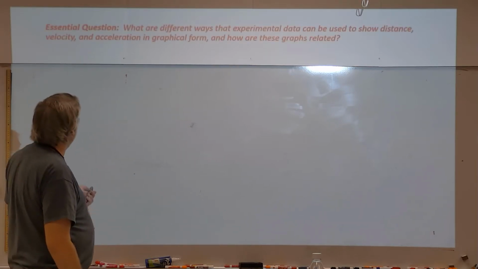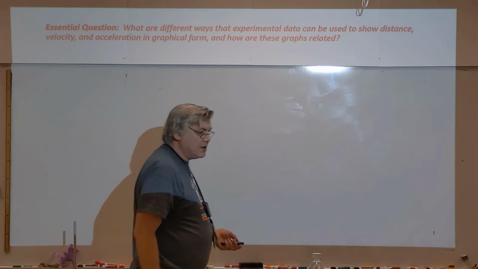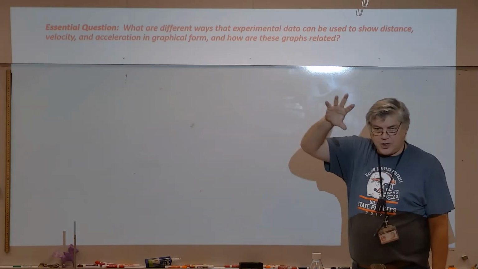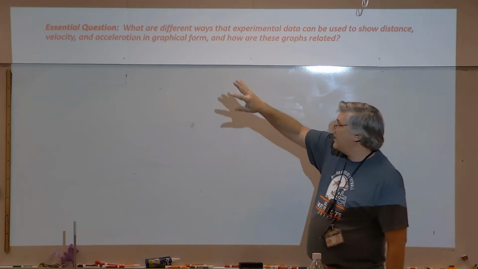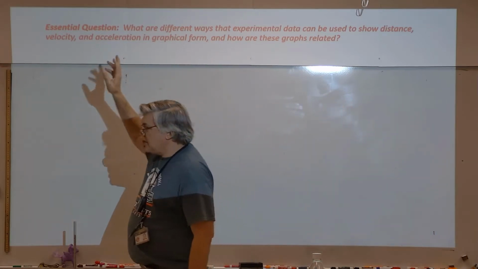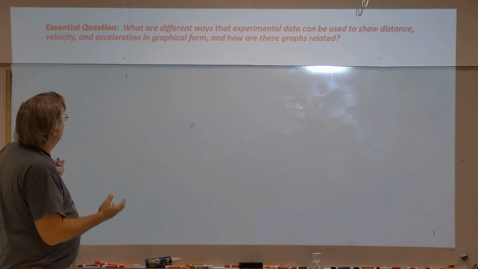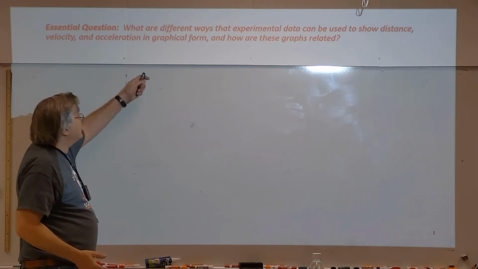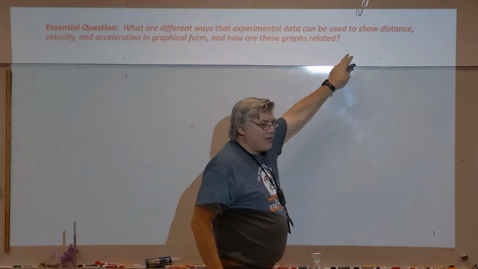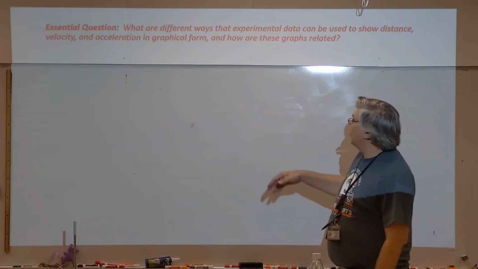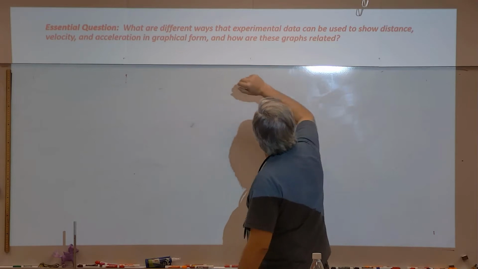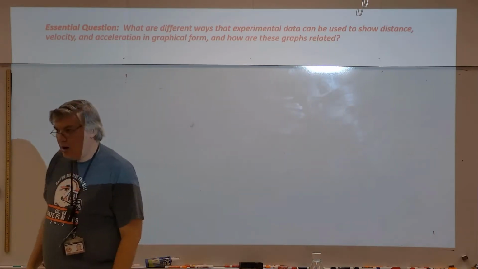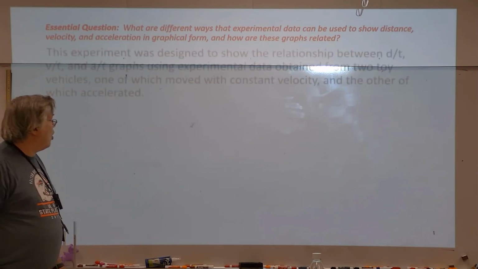So the first thing, where did we get our purpose? The purpose came from the essential question, which is on every page of the Canvas stuff, so you don't need to write any of this down. The essential question said, what are different ways that experimental data can be used to show distance, velocity, and acceleration in graphical form, and how are they related? So how can we show it, and how are they related? That's what our purpose or goal is.